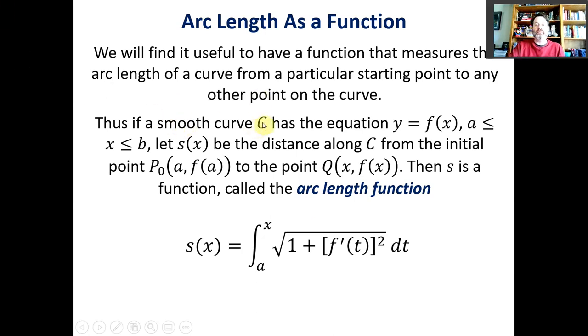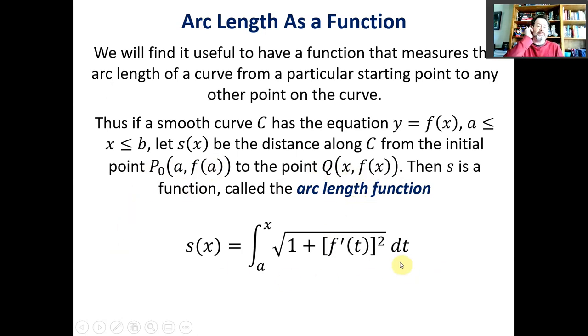All right, so again, we have a smooth curve. Smooth means the derivative exists everywhere, like no discontinuities anywhere in the derivative. So if it's written y equals f of x, we're going to define s of x as the distance along C from the initial point a, f of a. So that's a given point. You have to be given the starting point. To the point Q, x, f of x. Then s becomes a function called the arc length function, and it looks like this.